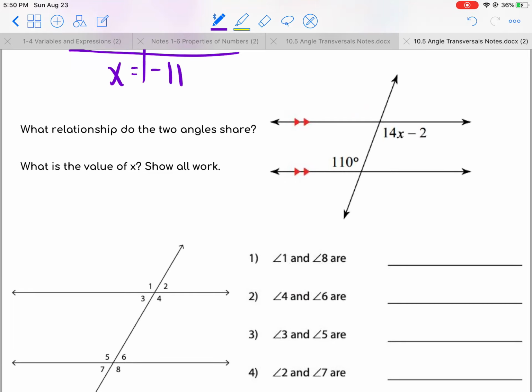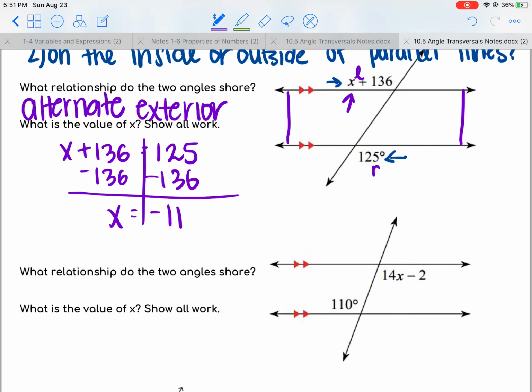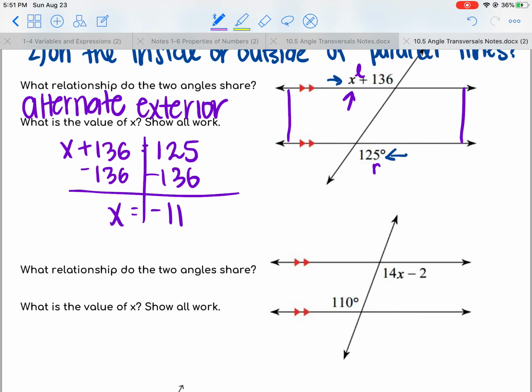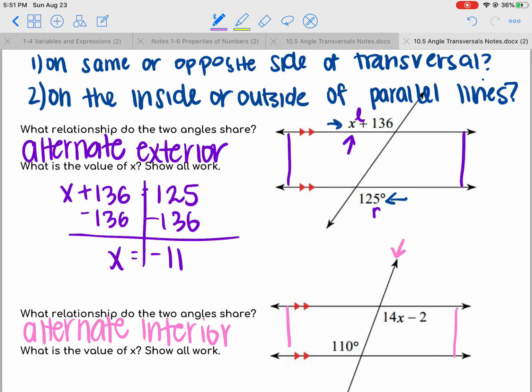Next, I have what relationship do these two angles share? I have my two questions I'm going to ask myself. Are they on opposite or the same side of my transversal? Here's my transversal. They are on opposite sides, so that is alternate. And then are they on the inside or the outside of my parallel lines? These end up being on the inside, so these are interior angles. And we know that alternate interior angles are congruent.